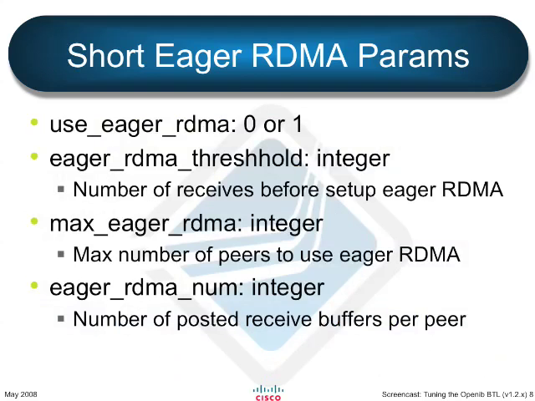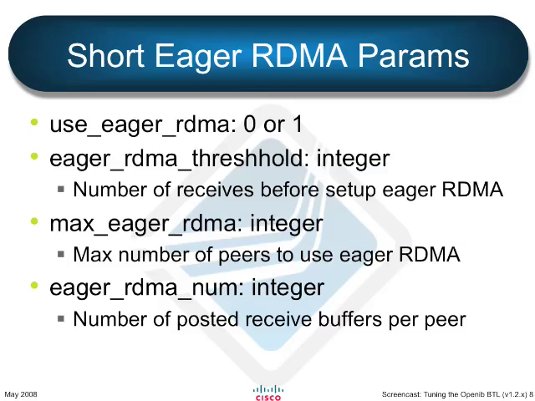So let's give some names to those parameters there. There's actually 4 parameters. The first one is enable, disable, the whole scheme. Use eager RDMA defaults to 1 because this is a very important latency optimization for nearest neighbor kinds of communication, such as ping pong benchmarks.